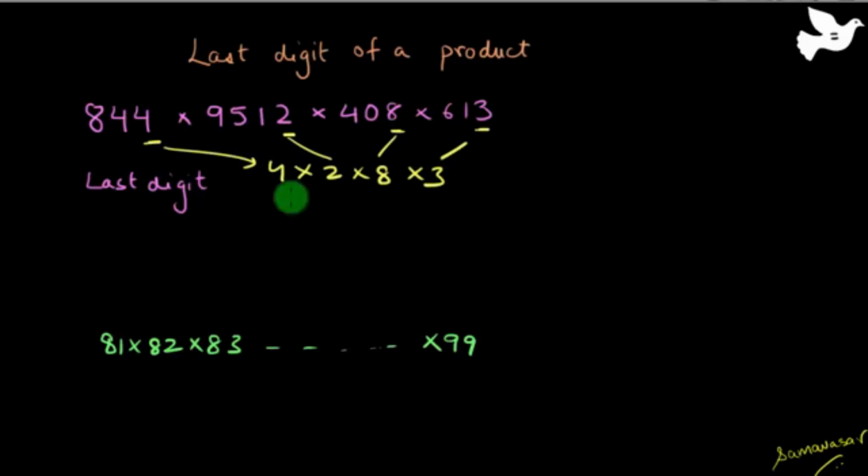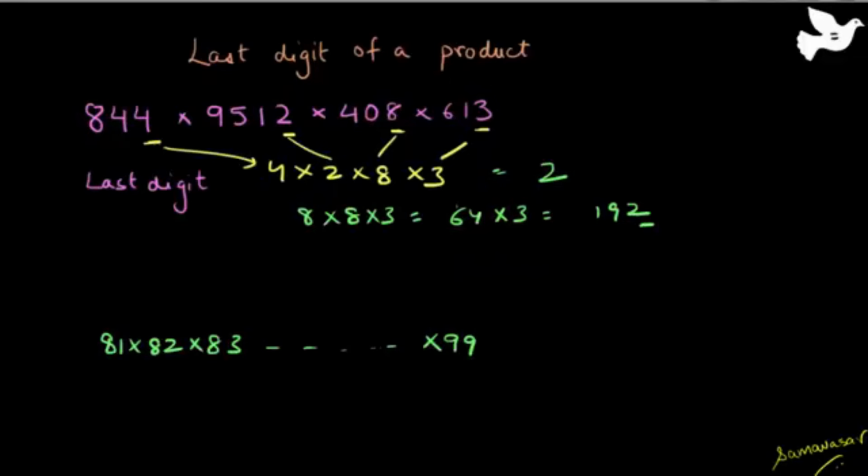Now how do we solve this? 4 into 2 is 8. 8 into 8 is 64. Now instead of 64, again we can just take the last digit, which is 4 into 3 is 12. That is, the last digit is 2. I'll redo it again so that you understand. 4 into 2 is 8 into 8 into 3. This is equal to 64 into 3, and if you solve it, you will get 192. So which means the last digit is 2.